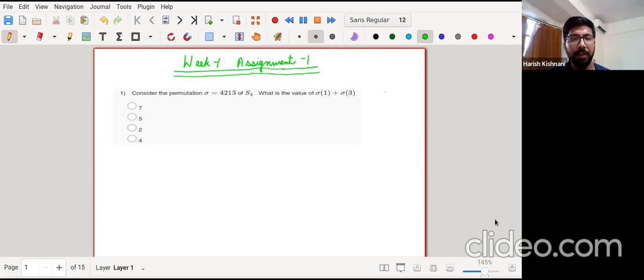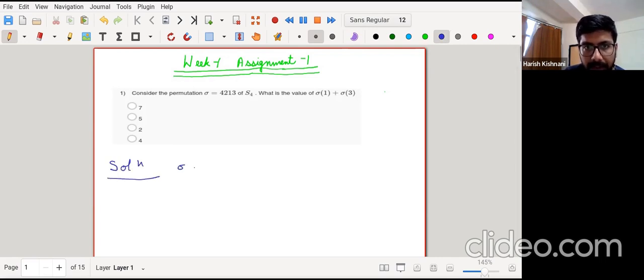Thank you. So I hope you guys have already understood the definition of permutation and you know these symbols, what is S4 and in general what is Sn and what is meant by sigma of 1 and sigma of 3. But just for recalling, see, here the permutation is 4213. So what does this mean? So your sigma is 4213.